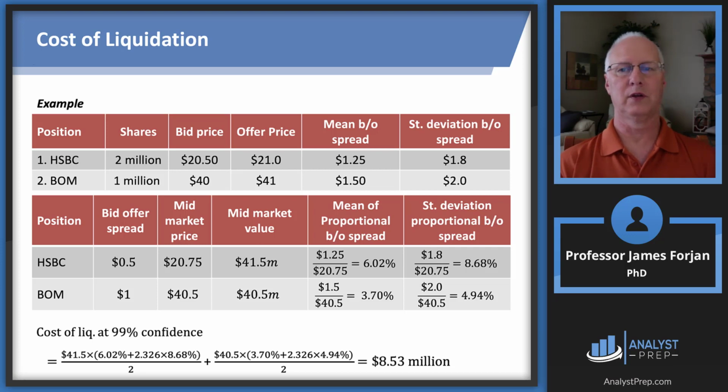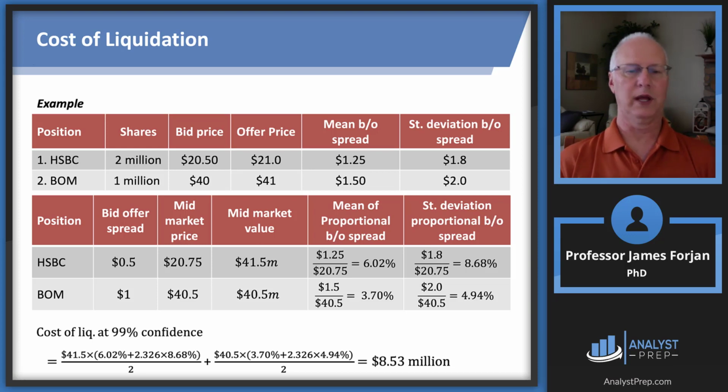So here's the same information that we just had before with our 2 million shares and our 1 million shares, but now notice on the top right we need some extra information. We need the mean bid-offer spread, and we need the standard deviation of the bid-offer spread. The calculations below are pretty much the same, but we're going to incorporate them just a little bit differently down at the bottom.